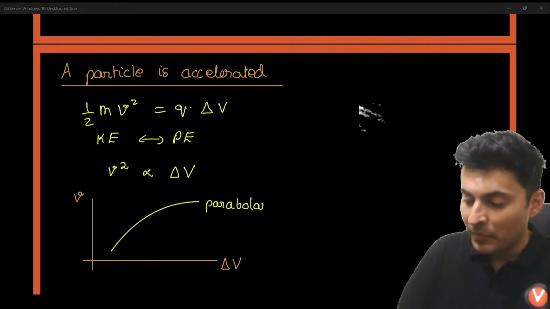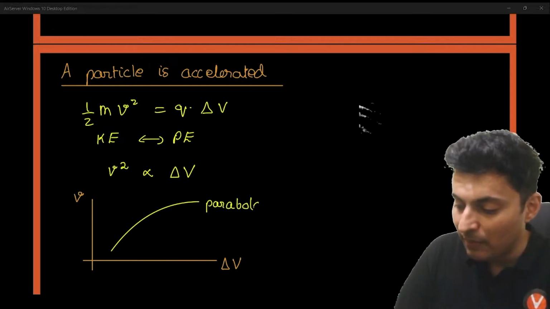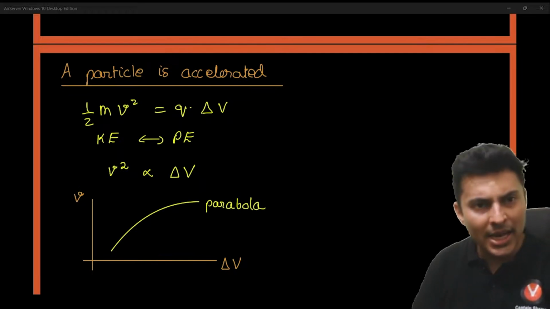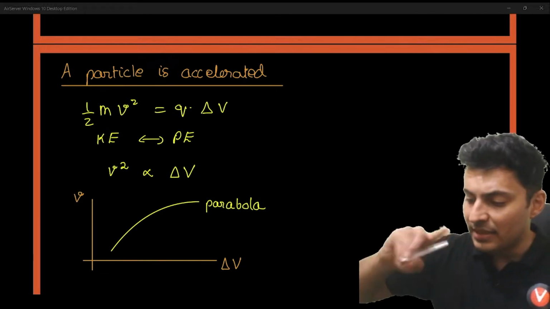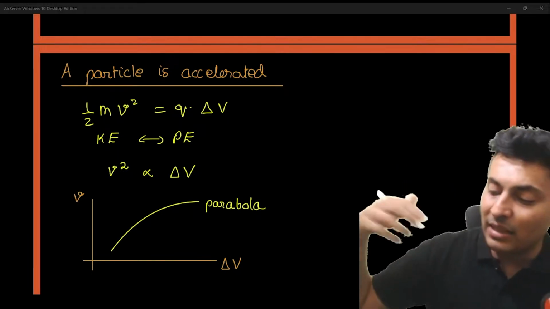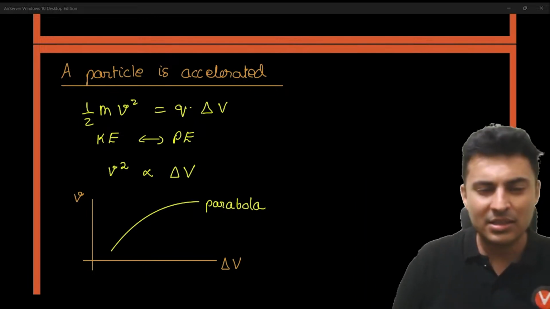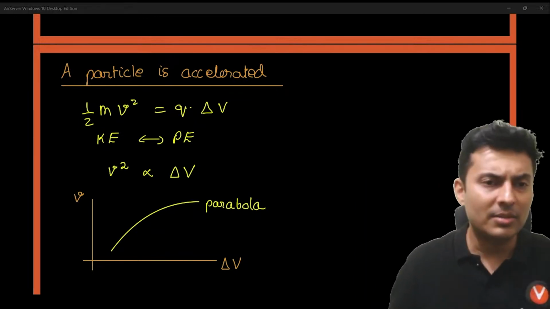Because it is squared, because it is quadratic, so it will be a parabola. Keep this in mind, okay? Clear, guys? So you will see these curved graphs for a particle which is accelerated; sometimes momentum is asked, sometimes kinetic energy is asked, sometimes speed is asked.